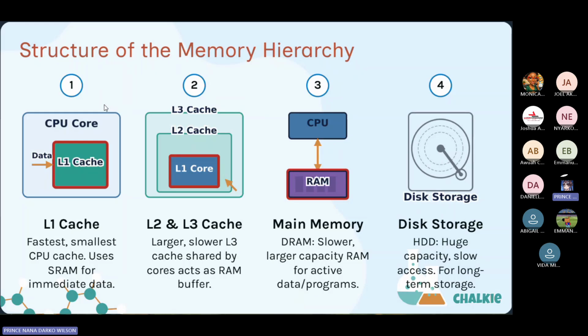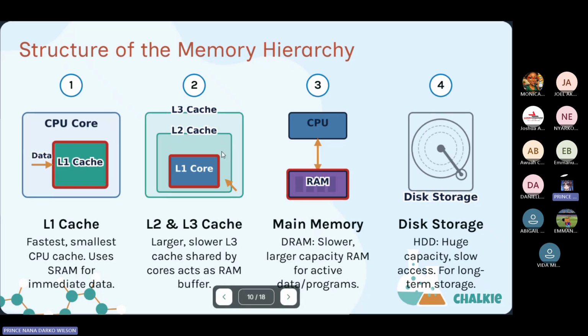Then we have the disk storage. The disk storage is what is used for holding ROM data. The hard disk drive has a huge capacity. We've already talked about that. On your phone, you know what the space is, and it has slow access, and it is used for long-term storage.